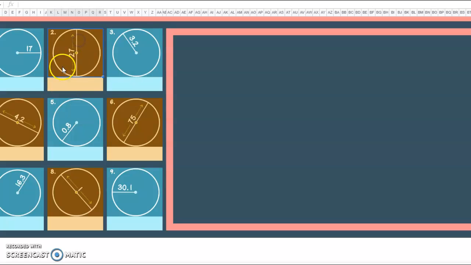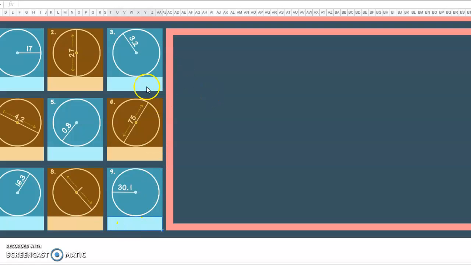Now on questions like question number 2 here though, before we can go straight into using the formula, we have to find the radius. So if we know all the way across the circle is 27, but we only need halfway across, we're going to have to cut that 27 in half or divide it by 2 to get the radius.